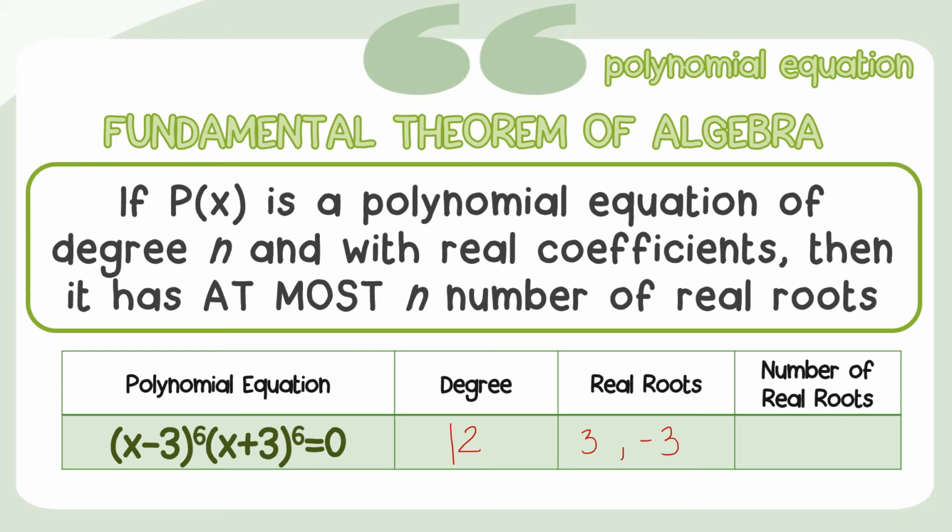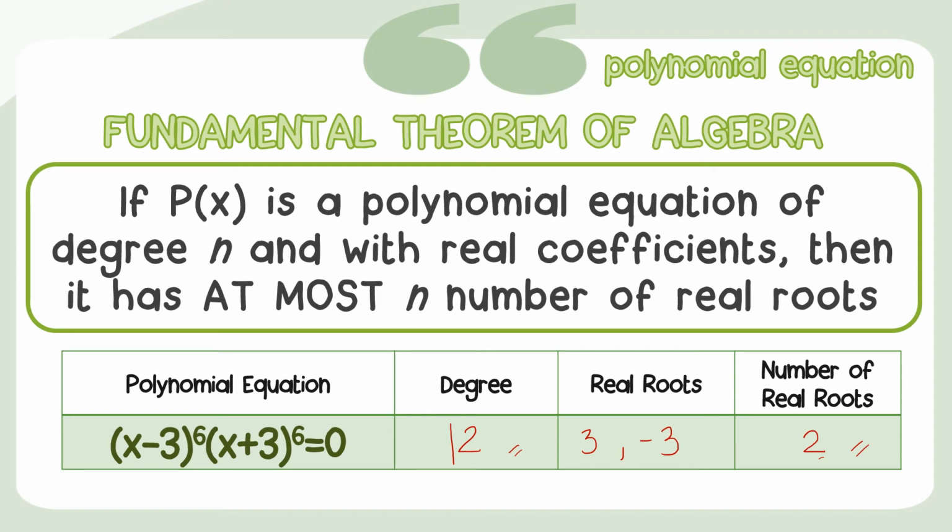How many? Dalawa. According to fundamental theorem of algebra, ang bilang ng real roots na makukuha natin ay pwedeng equal sa degree or mas mababa dito. Now, 2. Mas mababa sa 12. Pwede siyang maging 12 kapag isasama natin yung repeating roots. Kasi inuulit lang naman si negative 3 at si 3 ng 6 na beses. So, kaya siya 12. Ano?